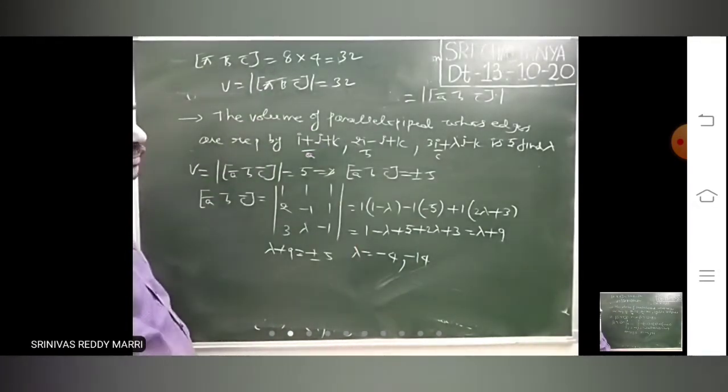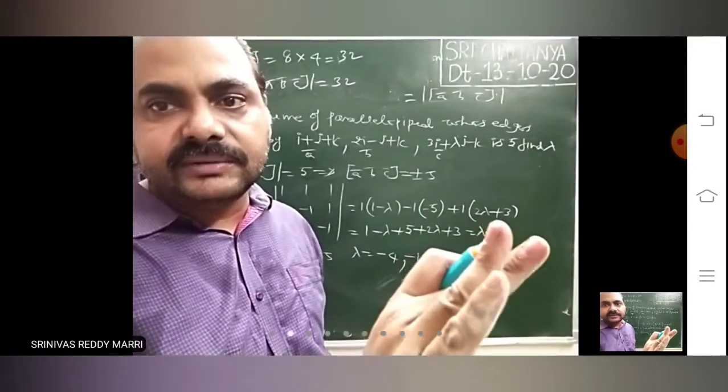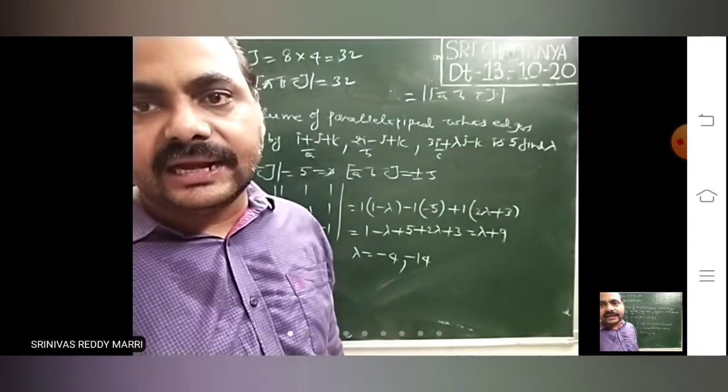So like that. Volume means always you search for coterminous edges. That means edges passing through one corner. Three coterminous edges must be known to you to calculate the volume.